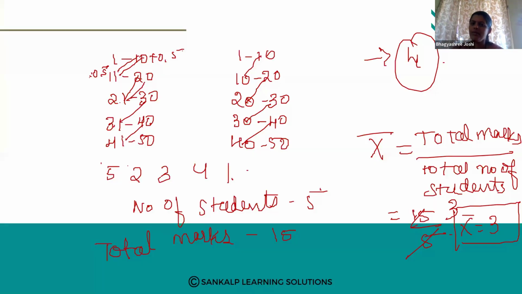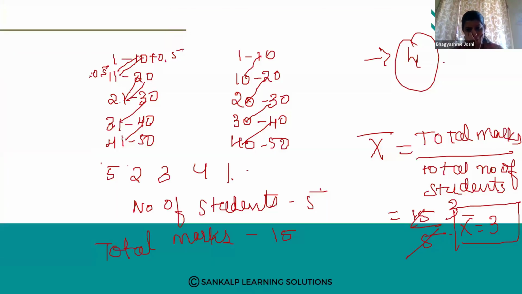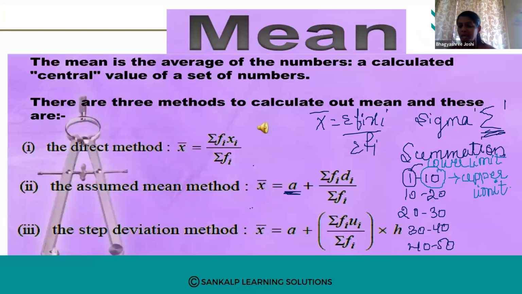Then we discussed what we mean by data and frequency, types of frequency, continuous frequency, discrete frequency, and the two types of data, that is grouped data and ungrouped data. And also we discussed the mean for grouped data. There are three methods to find the mean for grouped data. One is the direct method, second is the assumed mean method, and third is the step deviation method, right? Step deviation method.